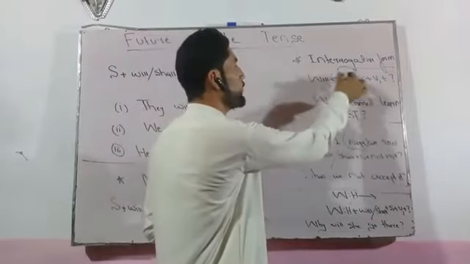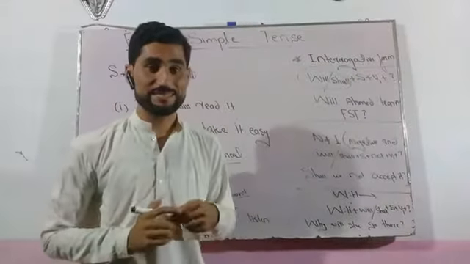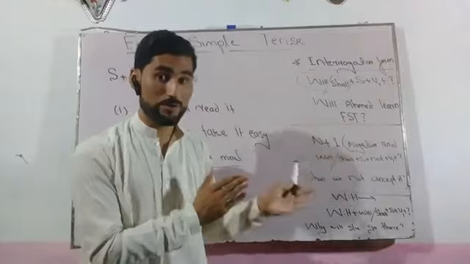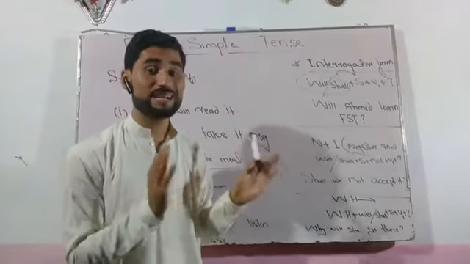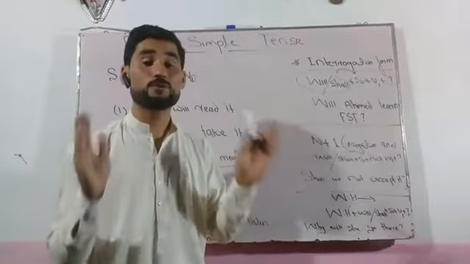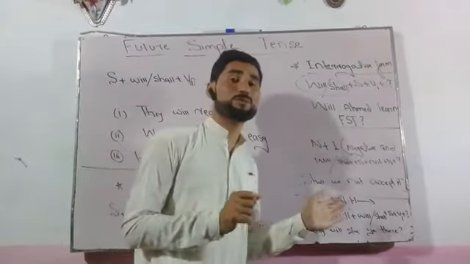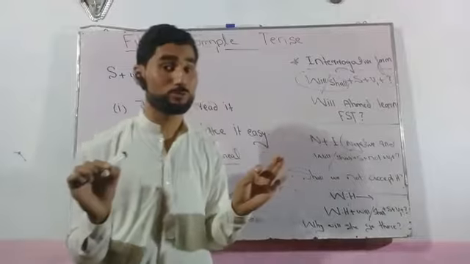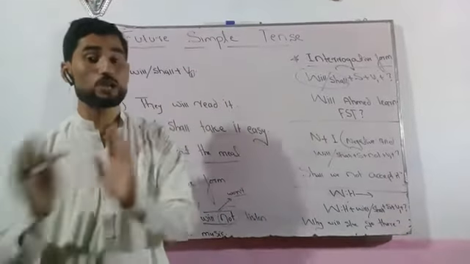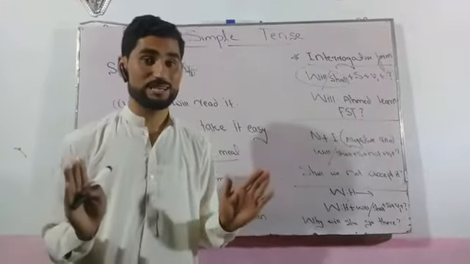Just bring will or shall at the front of the sentence to make it an interrogative form of the future simple tense. As I explained in my previous videos, you have to bring only helping verbs at the beginning of sentences to make them interrogative sentences.